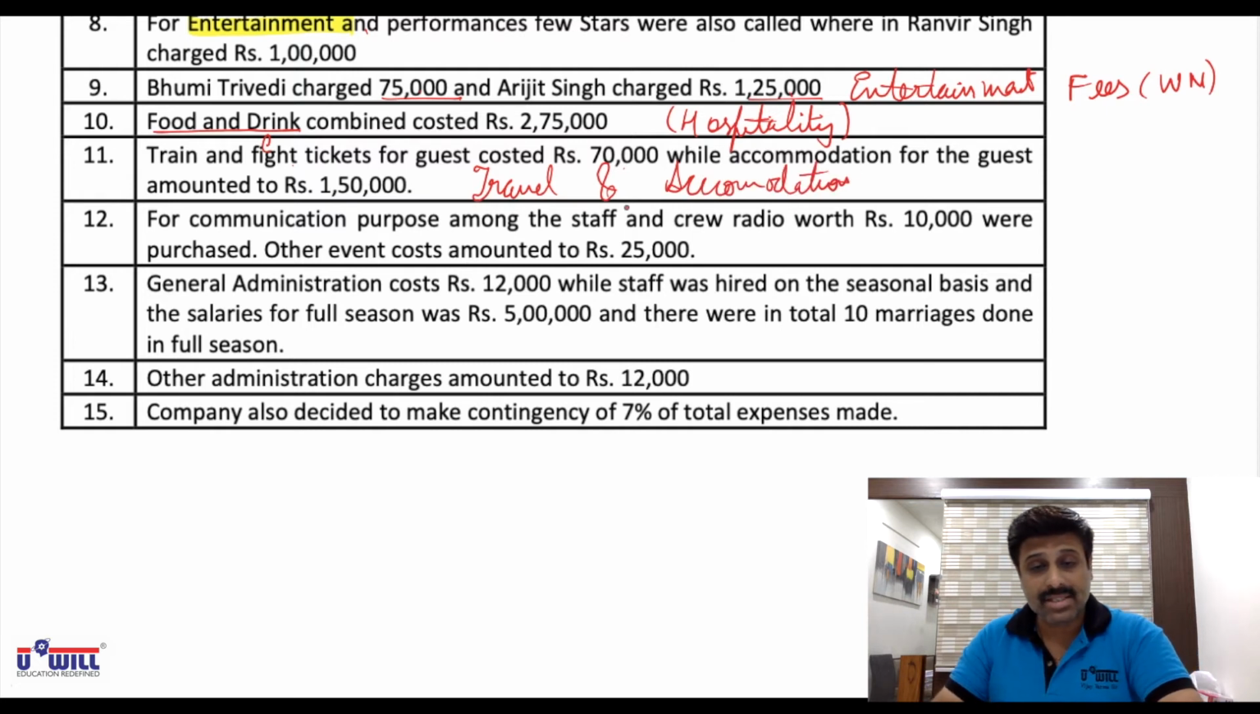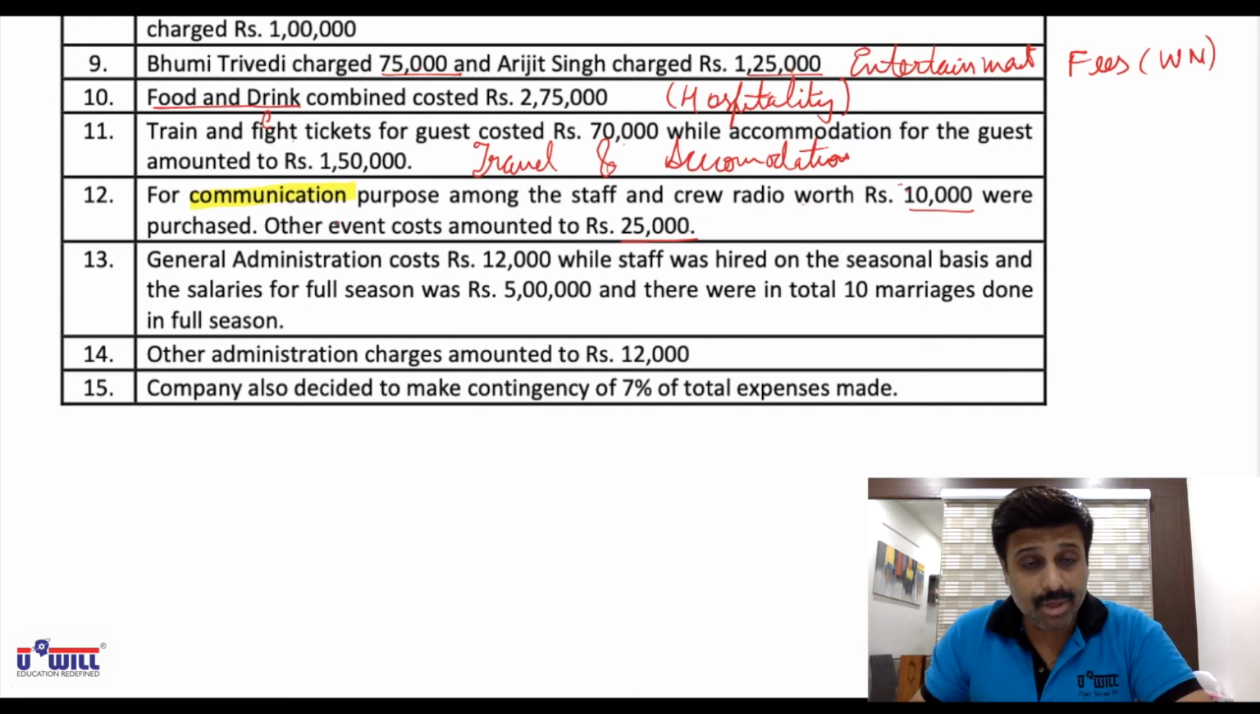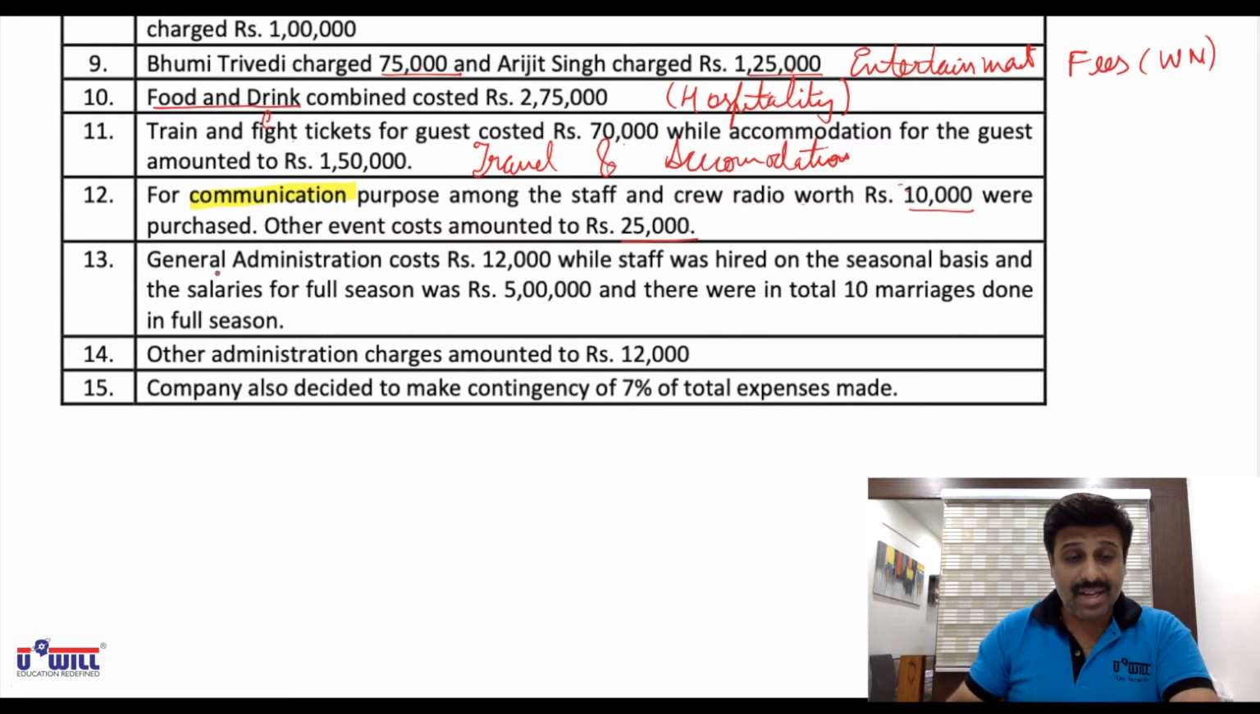An event cost itself in travel and accommodation. For communication purposes among the staff and crew, radios worth rupees 10,000 were purchased, and other event cost amounted to 25,000. So the total 35,000 you'll write in communication. General administration cost, so that will come in general administration.